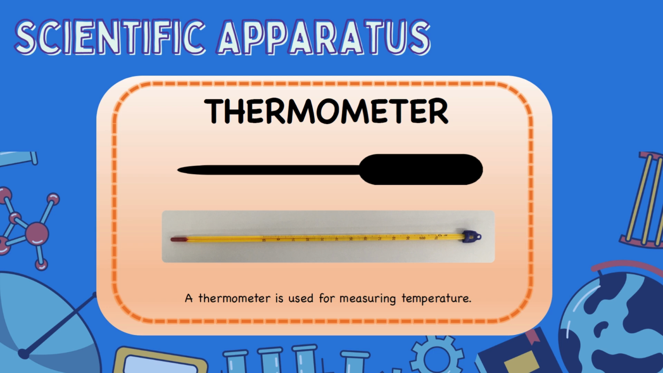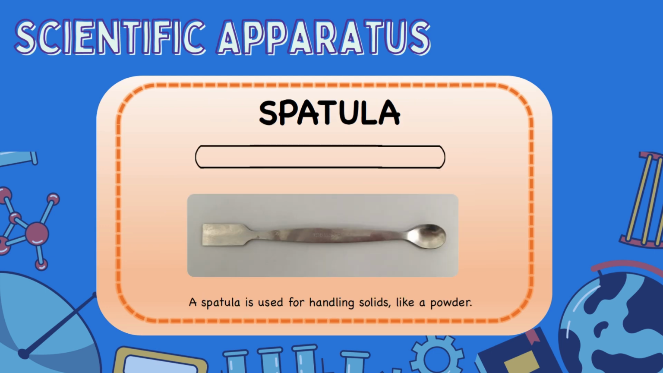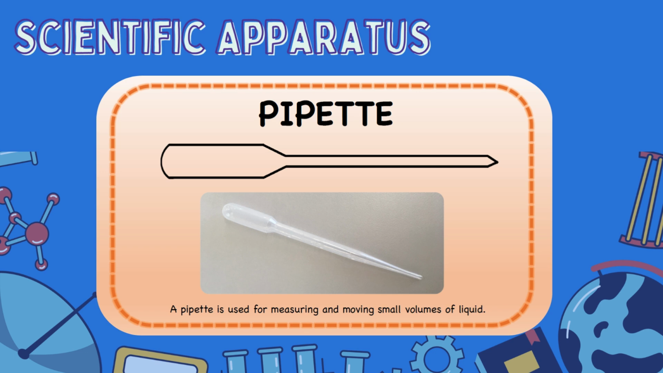Here is a thermometer. We use that for measuring temperature, usually in degrees Celsius. Here is a spatula. We use that for handling solids like powders, measuring out and moving them from one place to another. Whereas a pipette can be used for measuring and moving small volumes of a liquid. You squeeze the end and it draws up the liquid.